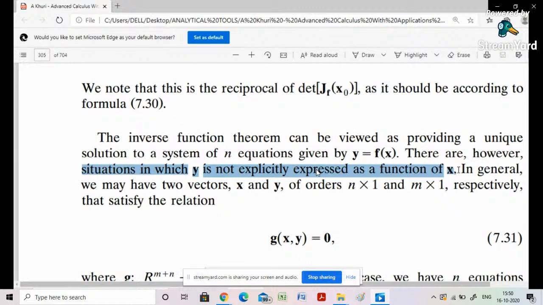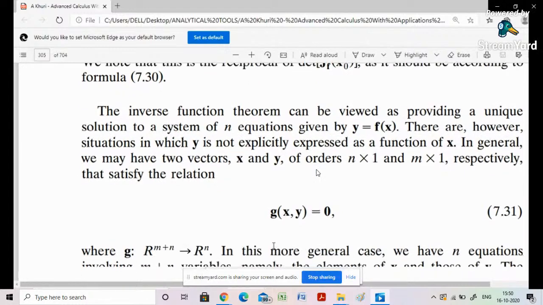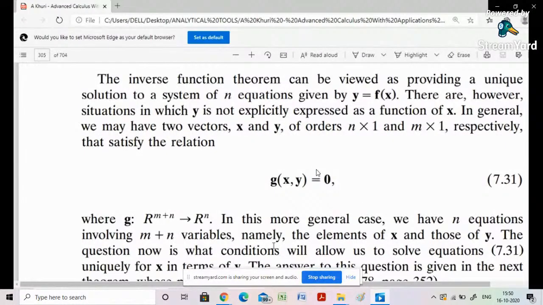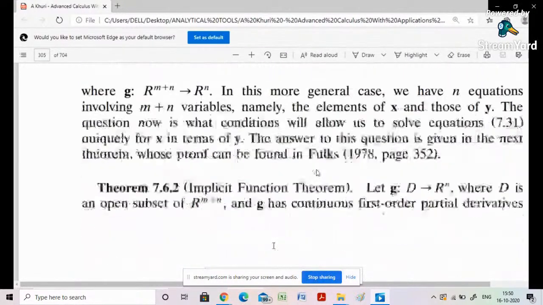For that we consider two vectors, x vector and y vector. X consists of n elements and y consists of m elements, which satisfy a condition. We can write it as some function g of x and y equals 0. I will show you the example.